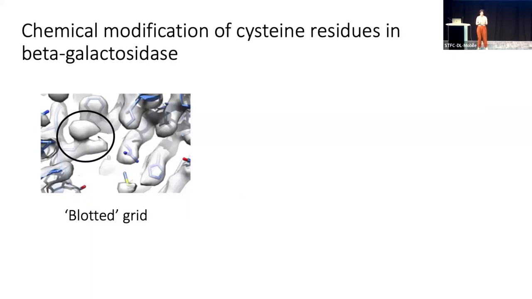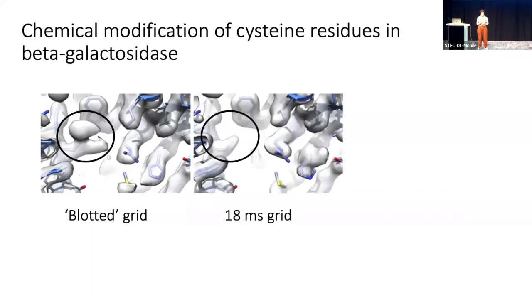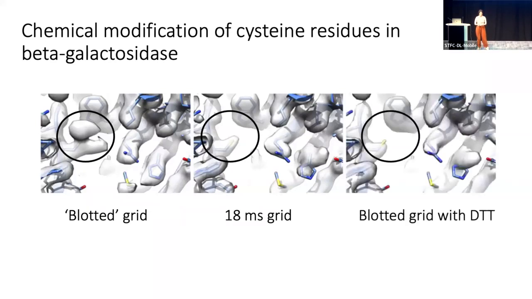So this is where Yihan came into the project and said, aha, well, let's go and see if we can look for this in other systems. So we looked at beta-galactosidase, and we were able to see, again, if you just make a normal blotted Vitrobot grid, you can see that this particular cysteine residue, again, has got a weird, lumpy additional density associated with it. And once again, if you make grids quickly, so again on an 18 millisecond timescale, we see no additional density. And finally, if you make a Vitrobot blotted grid, again, exactly the same as in the first example, but just with a bit of DTT added, then again, we see there is no additional density.